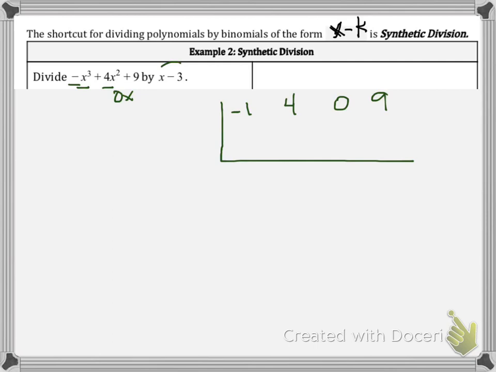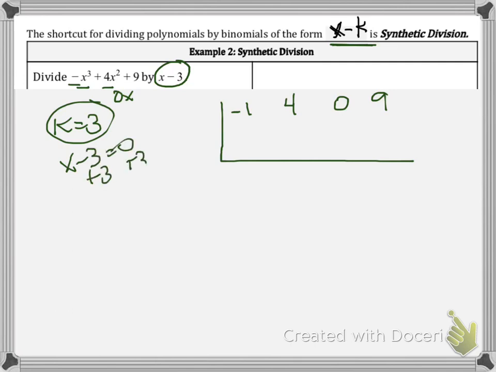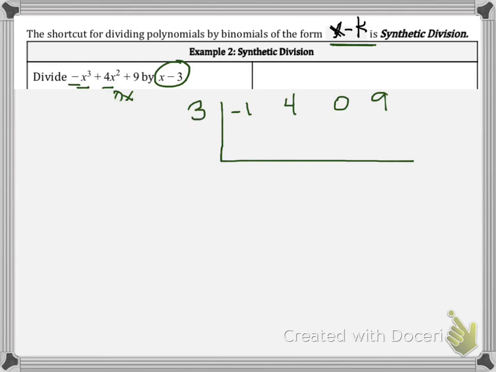Now, the next thing we have is x minus 3. What we need to do is write it as k equals 3. Notice what we're doing is solving x minus 3 equals 0. We add 3 to both sides, so therefore x equals 3. That's how we solve for it. The other part to notice is that it's just the opposite sign. So if it's a -3 in this form, then you just write a +3 on the outside. That's how we set it up.